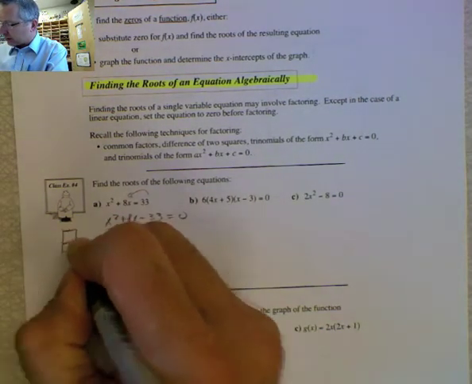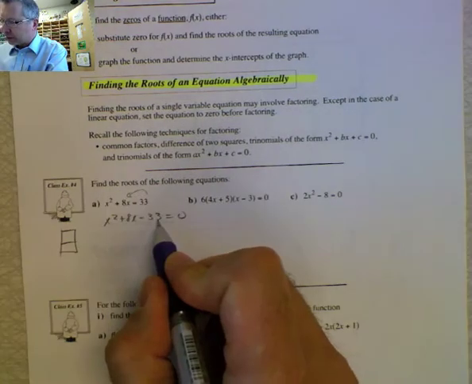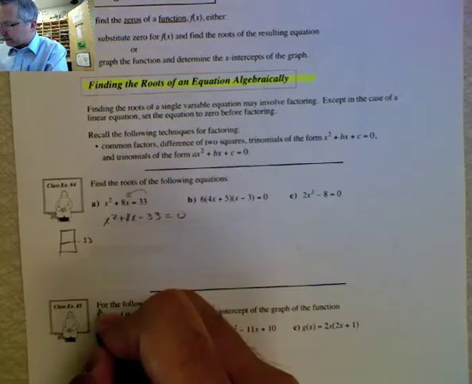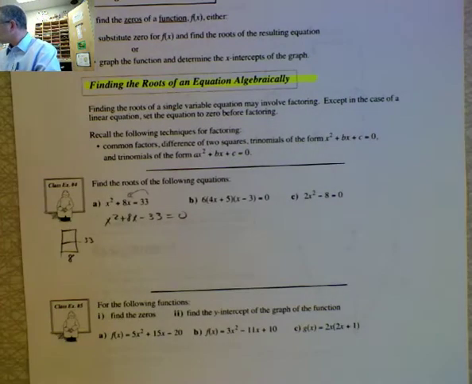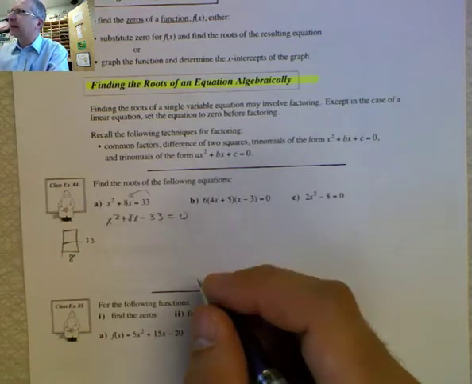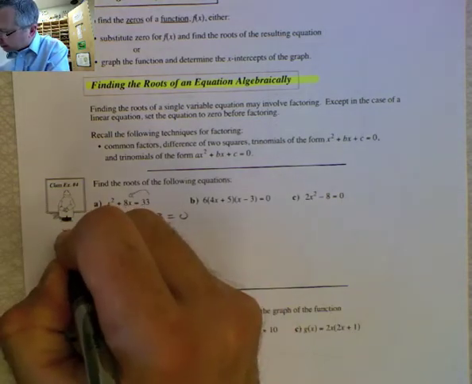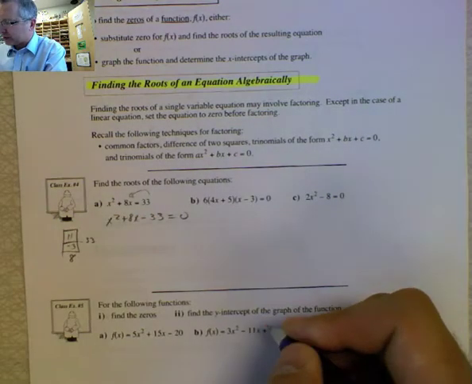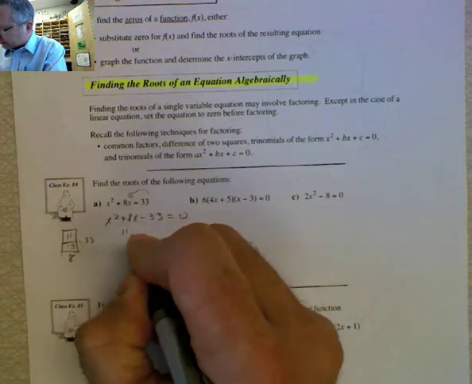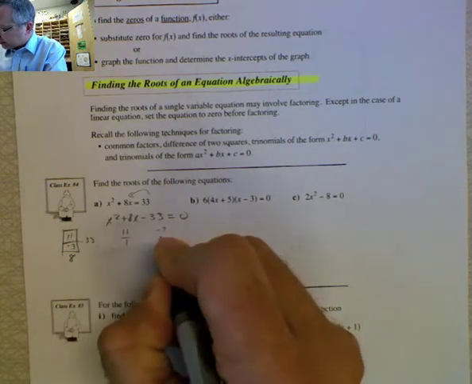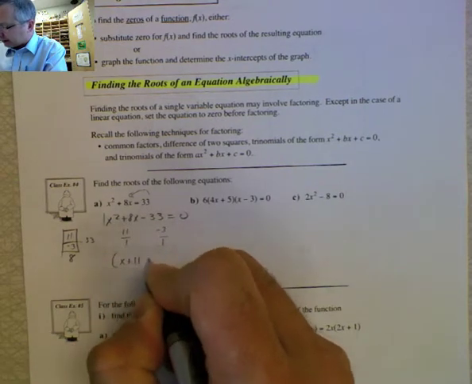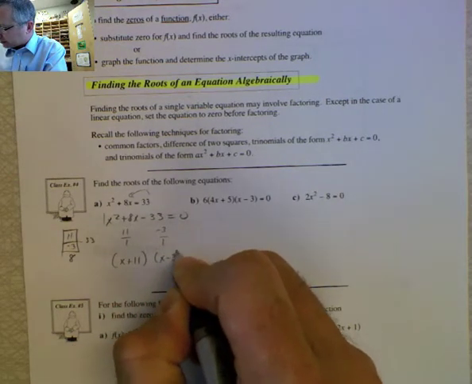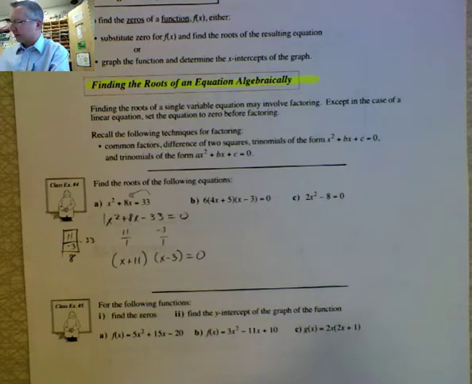So now we're going to use the box method. We need two numbers that multiply to negative 33 and add to 8. Oh, 11 and negative 3 works. So, take 11, we take negative 3, we divide by our leading coefficient of 1, and we get x plus 11 and x minus 3, and these are both still equal to 0.